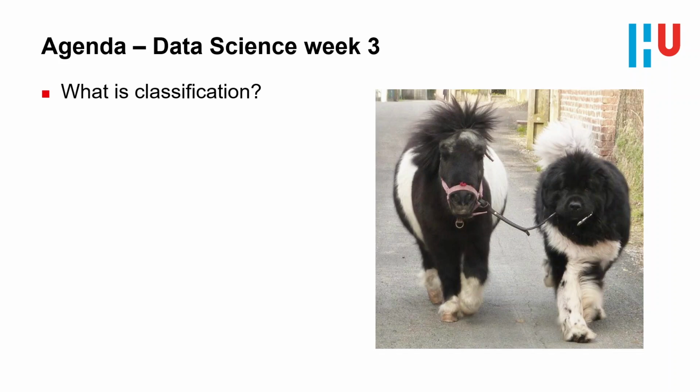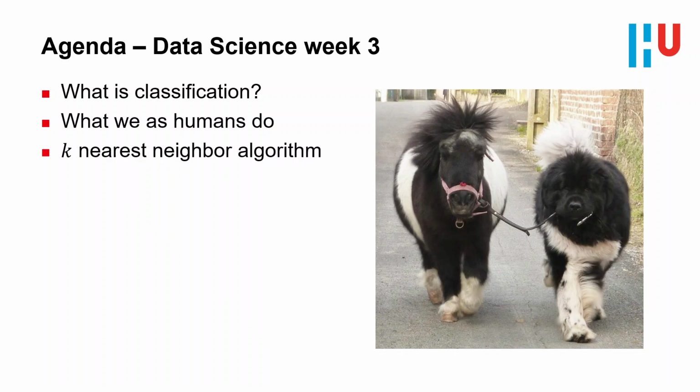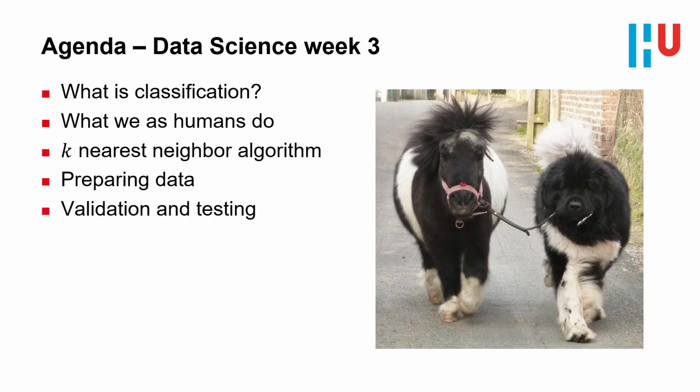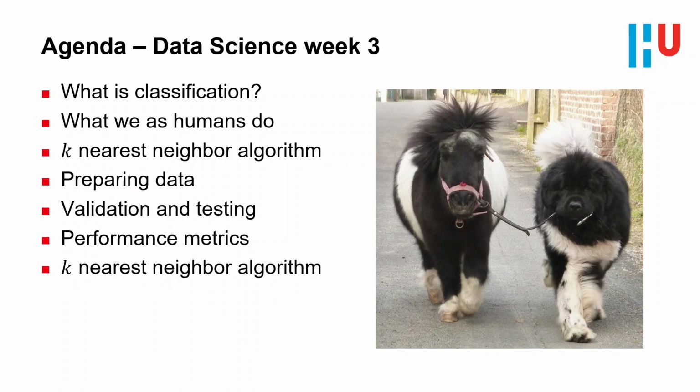So we'll cover what is classification, what we as humans do. We're going to discuss KNN, that's the main topic of this movie. We're going to talk a little bit about how you prepare your data, how you validate and test it, and performance metrics. How good is your model? How good is your prediction? And we'll go into a little bit more detail in KNN.